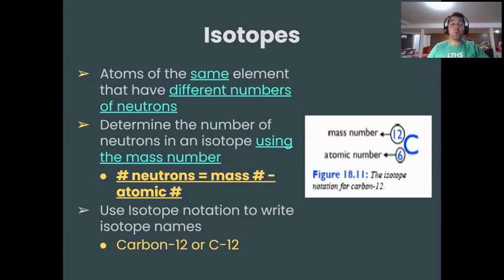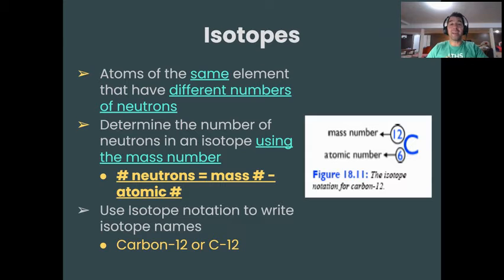All right, so today we are going to talk about isotopes. Now, an isotope is basically just a different version of an element, or an atom. So if we have carbon, carbon has 6 protons. Carbon will always have 6 protons no matter what. If it doesn't have 6 protons, it's not carbon.